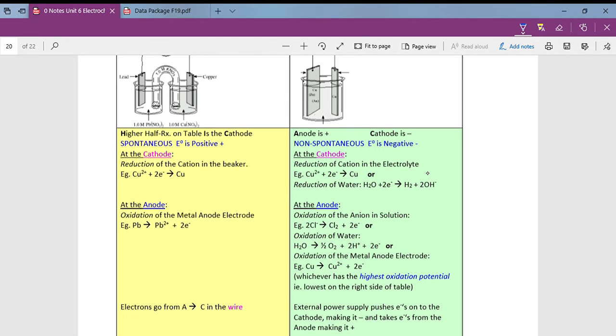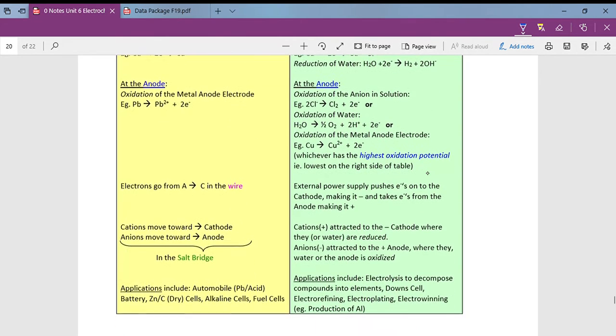But the key thing I want you to realize is that an electrochemical cell is a spontaneous redox reaction. An electrolytic cell is a non-spontaneous redox reaction, so it requires the input of energy to push the reactions to actually happen. But why would you want to do it?